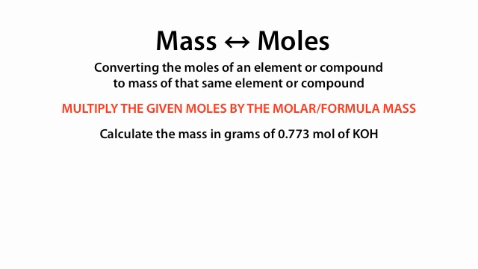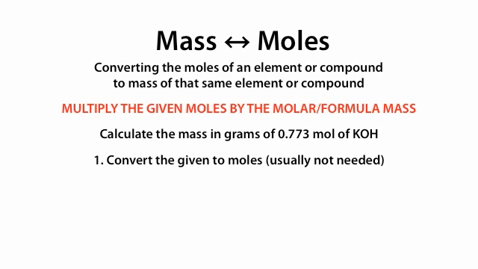Calculate the mass in grams of 0.773 moles of KOH. Step 1. Convert the given to moles. But this step is usually not needed. I included this step because sometimes we might be given millimoles, which we'll see in a bit. But usually we'll be given moles. If that's the case, we don't need to do anything. So in this case, 0.773 moles is given. We don't need to do anything.